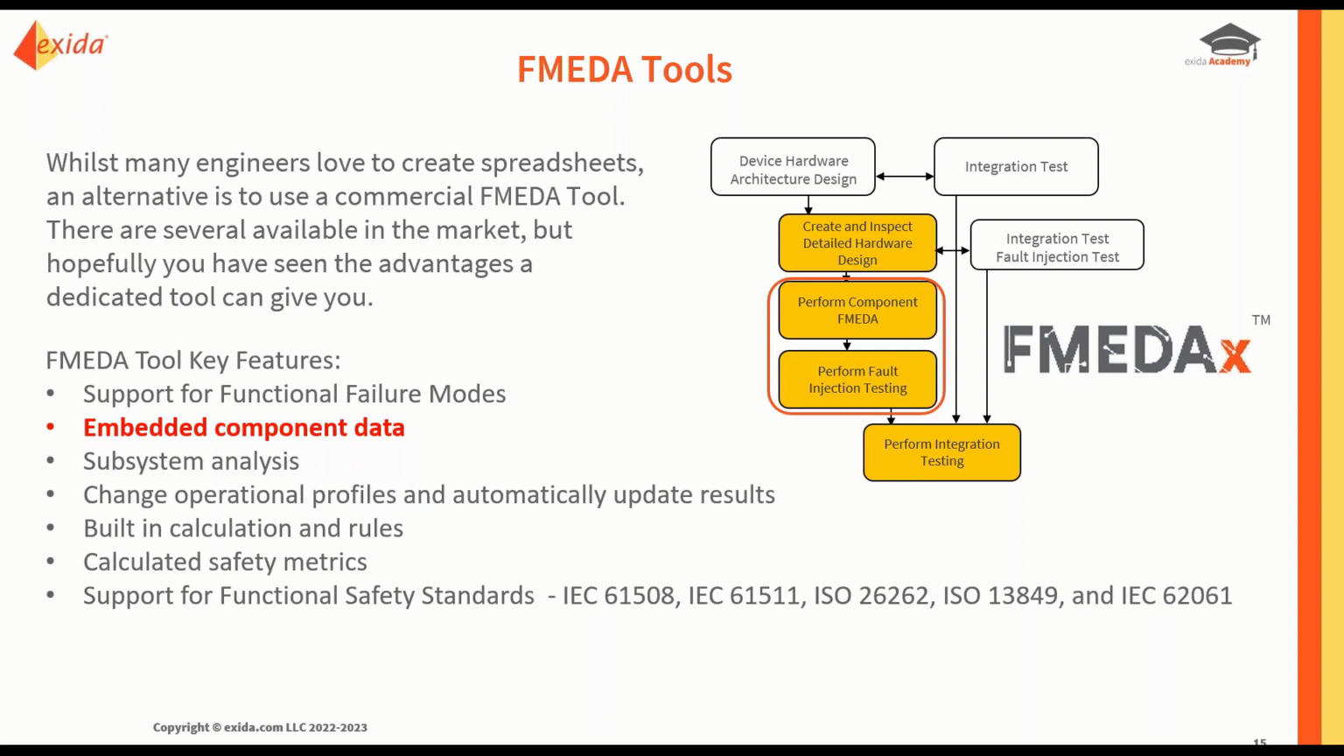And here are some of the key features to look for, as we've described in previous sessions. Obviously, support for functional failure modes. The embedded component reliability database is a huge advantage. The subsystem analysis, as we saw in our subsystem viewer output, the ability to compare different revisions of different designs, the ability to change operational profiles and have your results automatically update, and a few others to mention.